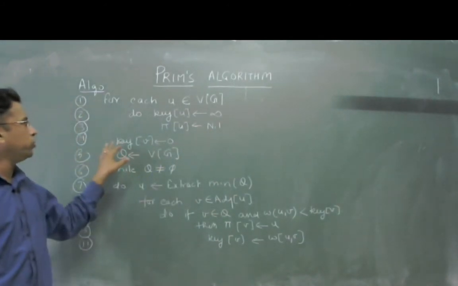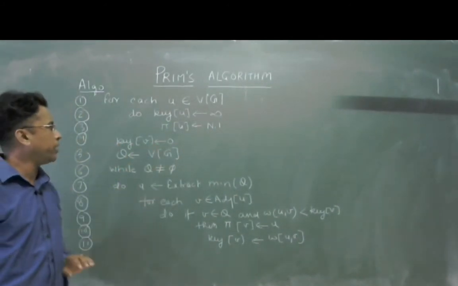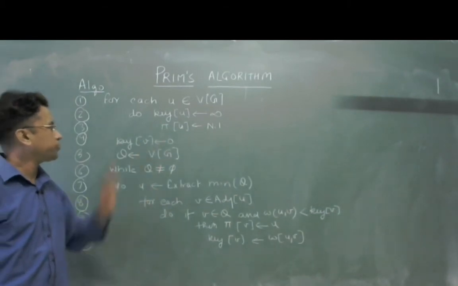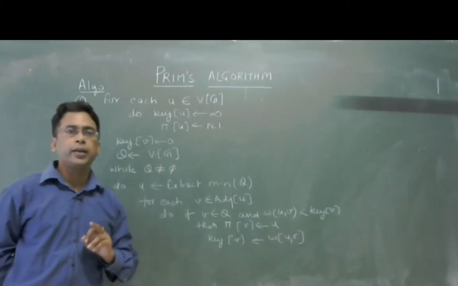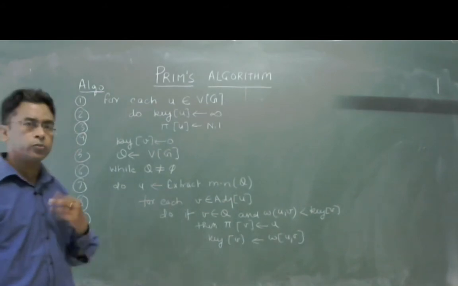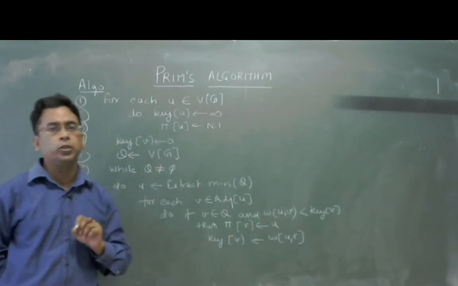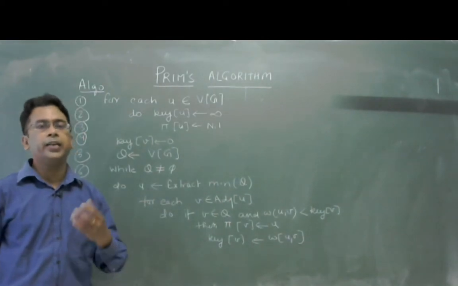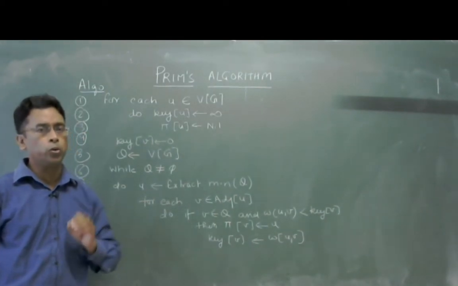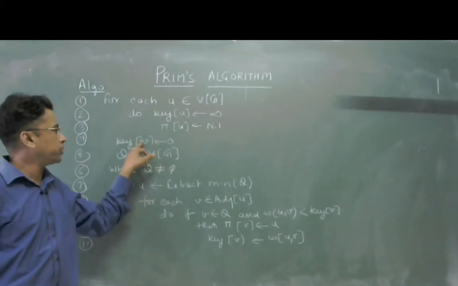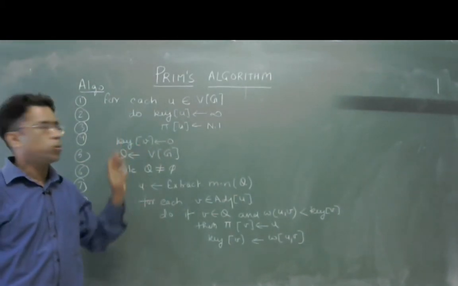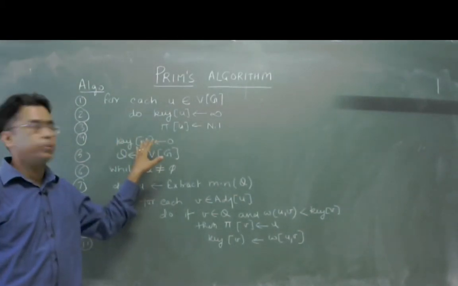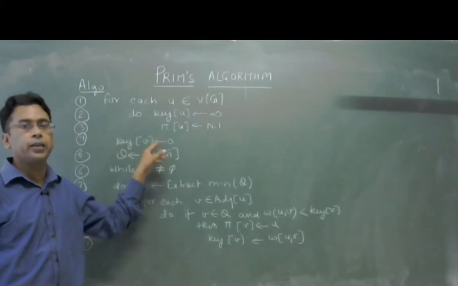After that, what do we do? We assign key equal to 0 for the first vertex. In Prim's algorithm, we can consider any random node as the root node. Sometimes it can be represented by the r symbol also. So in some forms of the algorithm, it may be written like key of r is equal to 0.